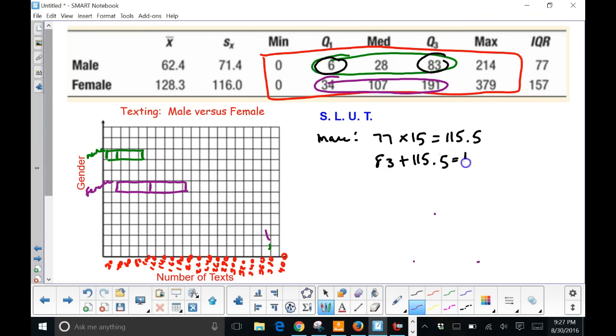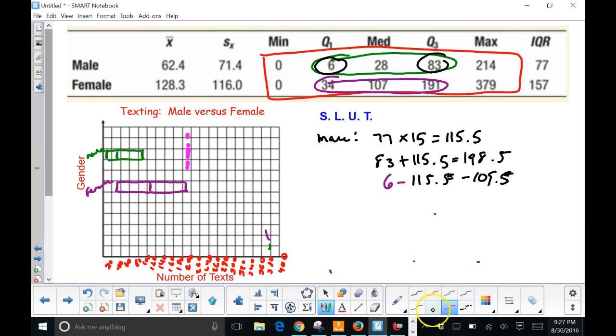And that will give us 198.5. We're going to take that number and subtract it from the lower fence, which is going to give us negative 109.5. Now note, there's no such thing as a negative number of texts. But right now we have an imaginary line for an upper fence at about 198. So right about there. Okay, I usually draw a little dotted line. And any score beyond that 198 is going to be an outlier.